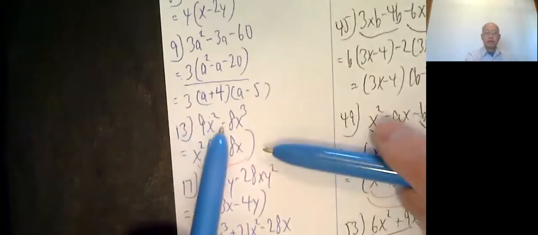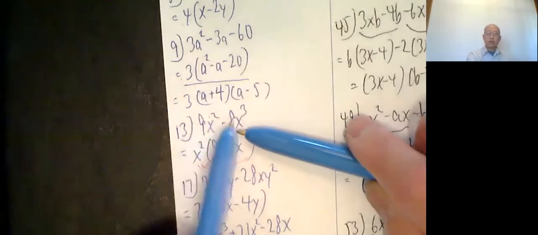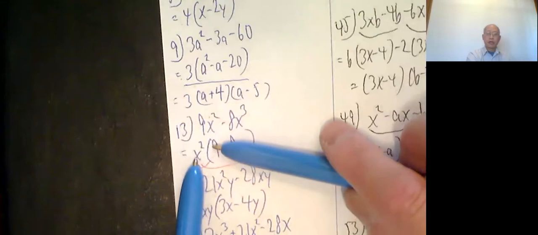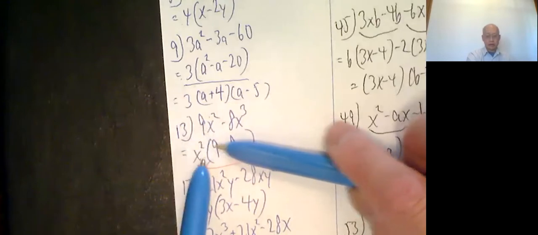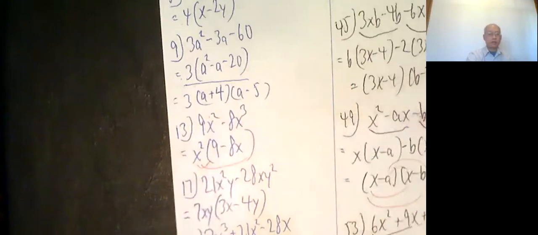13, 9x squared minus 8x cubed. Well, there's no number I can take out from 9 and 8, but they both have an x squared. So I take out the x squared, and then I ask, what do I multiply x squared by to get that? 9. What do I multiply x squared by to get that? Well, negative 8x.